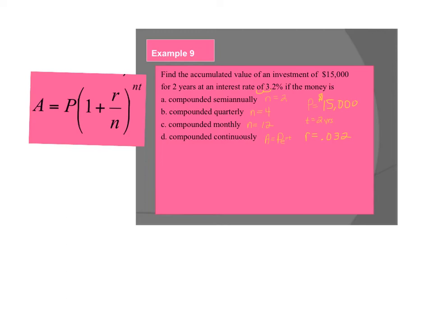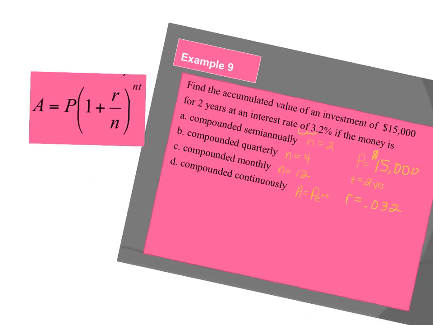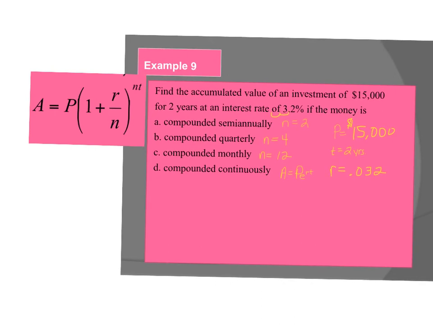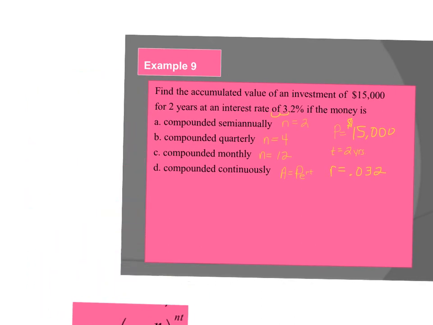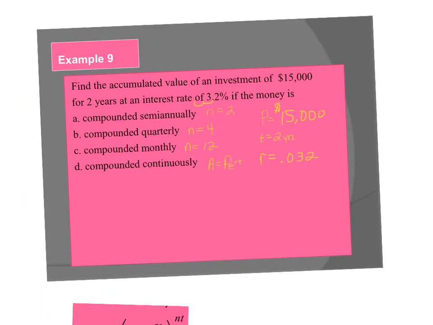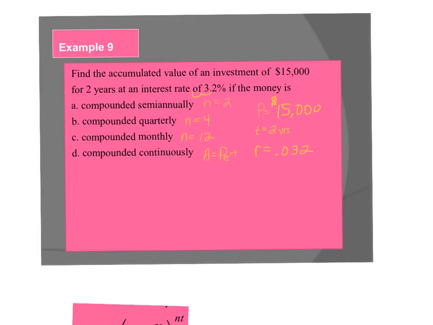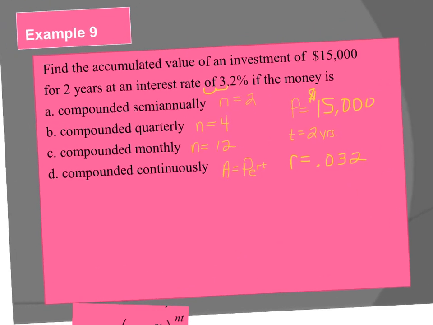Okay, so I'm going to finish up this last slide on the video so you guys can see. I am looking here. Hold on, let me move this for a second. All right, I'm looking here at this problem. It says find the accumulated value of an investment of $15,000 for 2 years at an interest rate of 3.2% if the money is. Okay, you have to know what these words mean, guys.